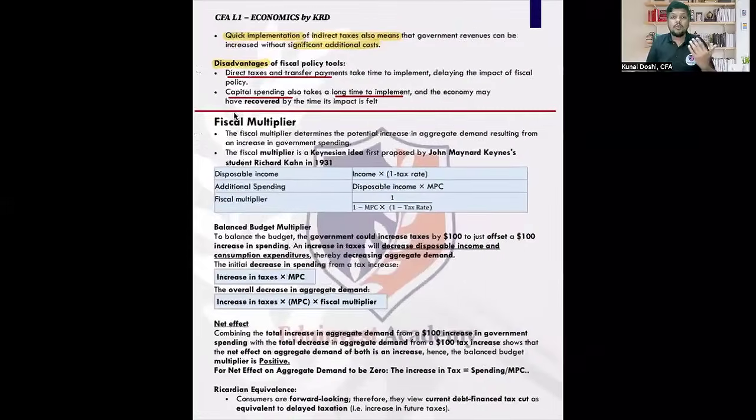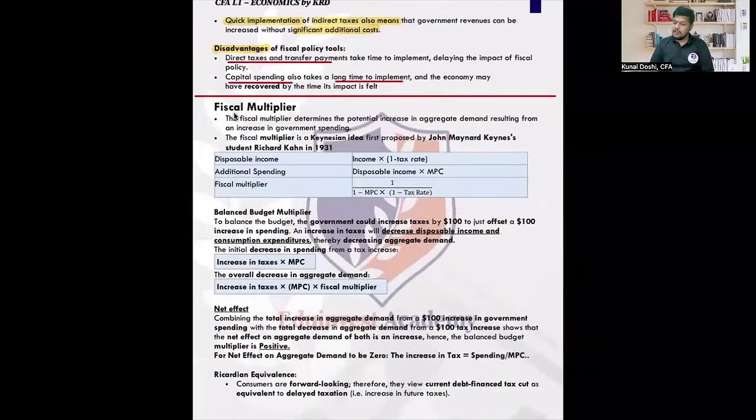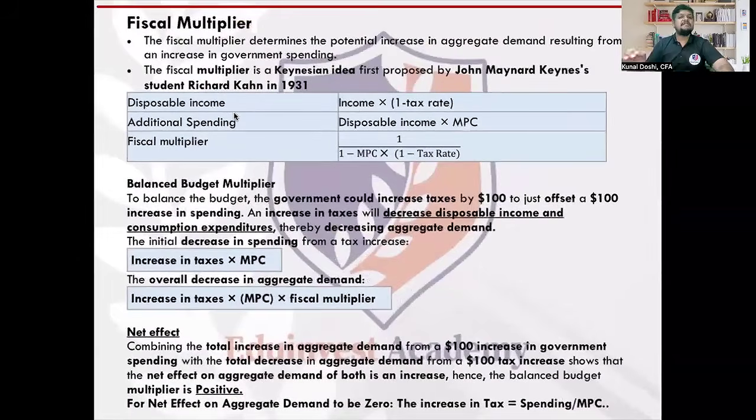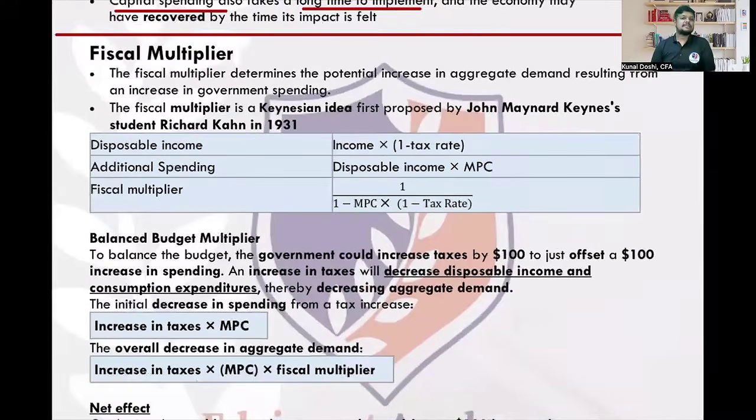Now we will understand what the fiscal multiplier is. The fiscal multiplier is a very interesting component, which I will discuss. It involves some calculation, not exactly, but I'll try to explain through calculation what the fiscal multiplier is. Why do we call it a multiplier?